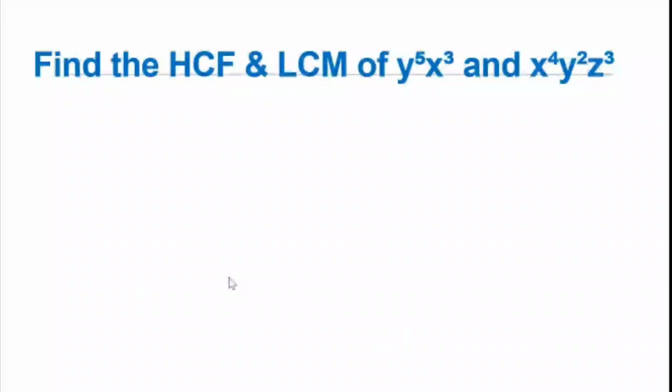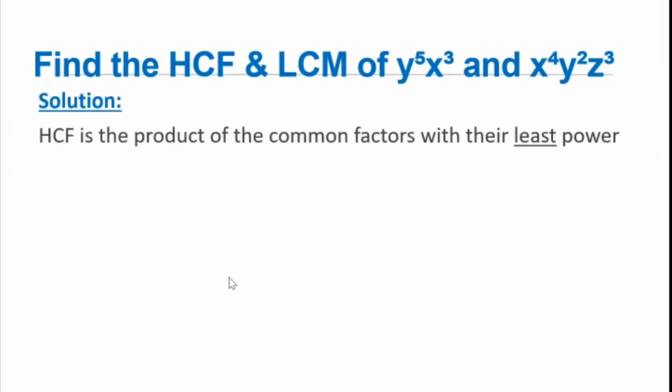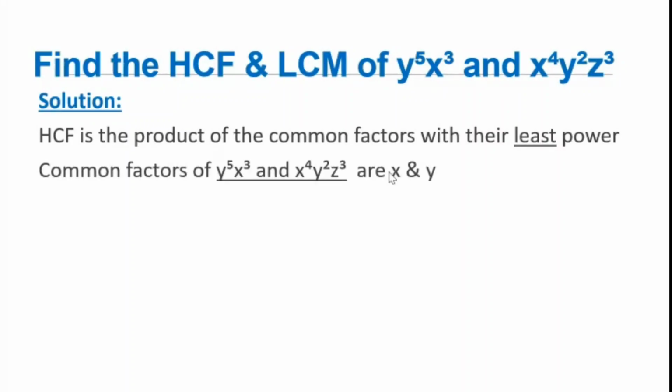Let us take one more example. We need to find out the HCF and the LCM of 5 raised to the power of 5, x raised to the power of 3, and x raised to the power of 4 into y square into z cube. Now these are two monomials given to us. I need to find out their HCF. Remember, HCF is the product of the common factors with their least power. So the common factors of these two are x and y.